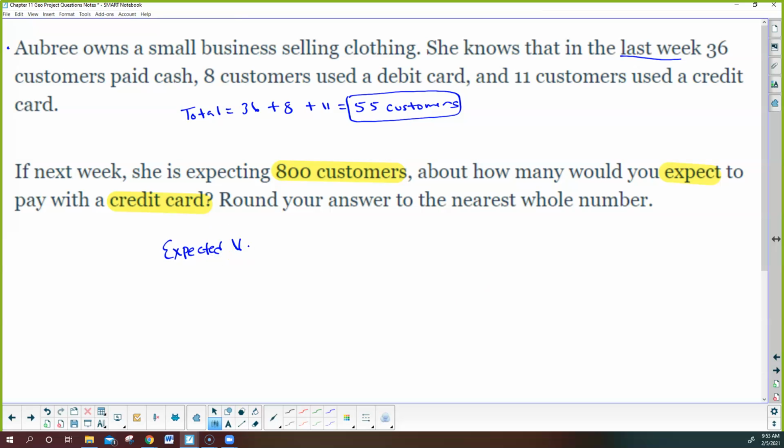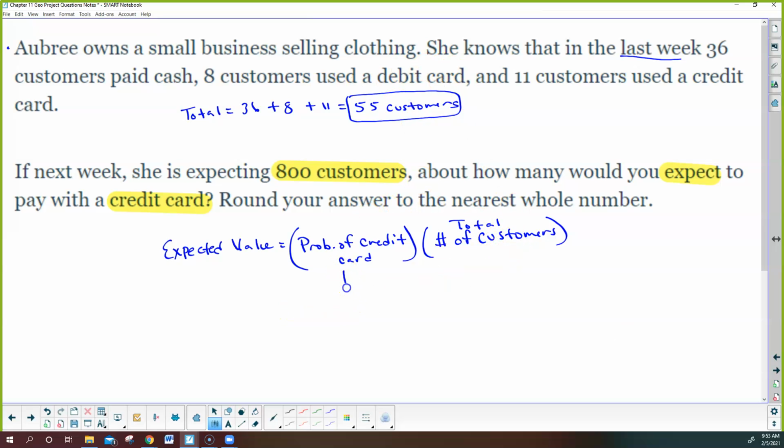So my expected value would be the probability of somebody using a credit card times the total outcome, or the number of customers. I might actually put the word total in there. This is another way to view expected value.